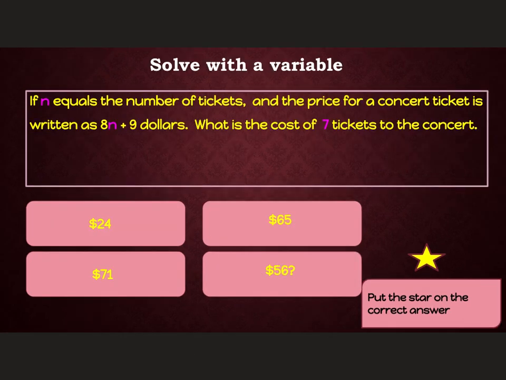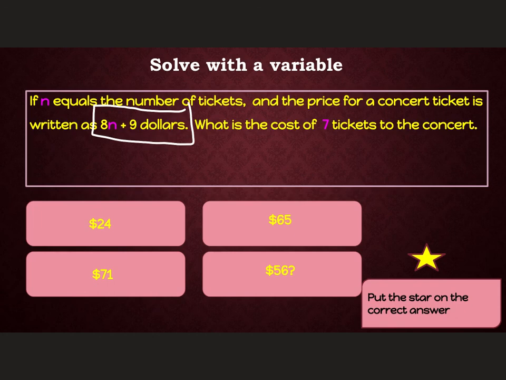Next slide. Okay, this is solved with a variable. So we know that a variable means when a number is replaced by a letter. So let's read the problem and see how tough this one is. If n equals the number of tickets, and the price for a concert ticket is written as 8n plus $9, what is the cost of 7 tickets to the concert? Now, I'm not sure why this formula is written this way, but this is what it's telling me how they calculate the cost of tickets.